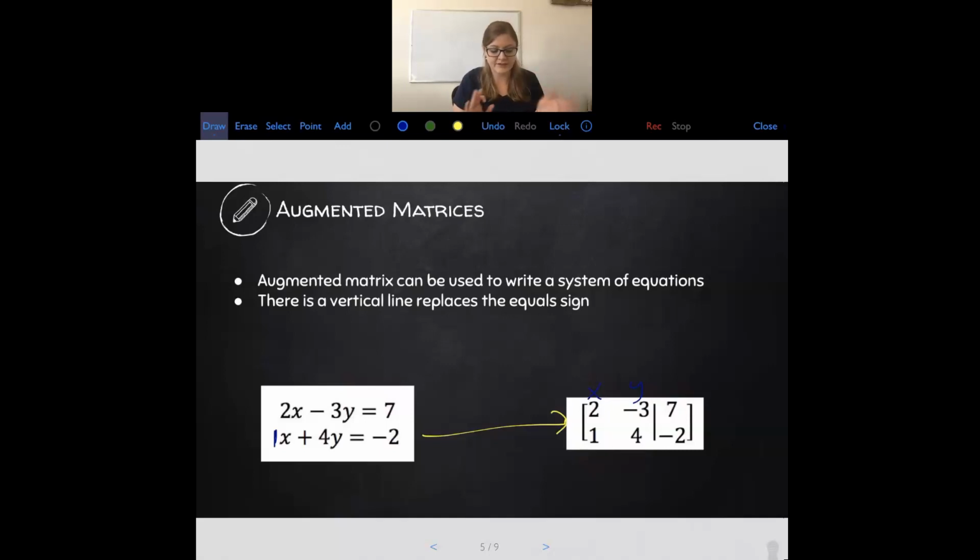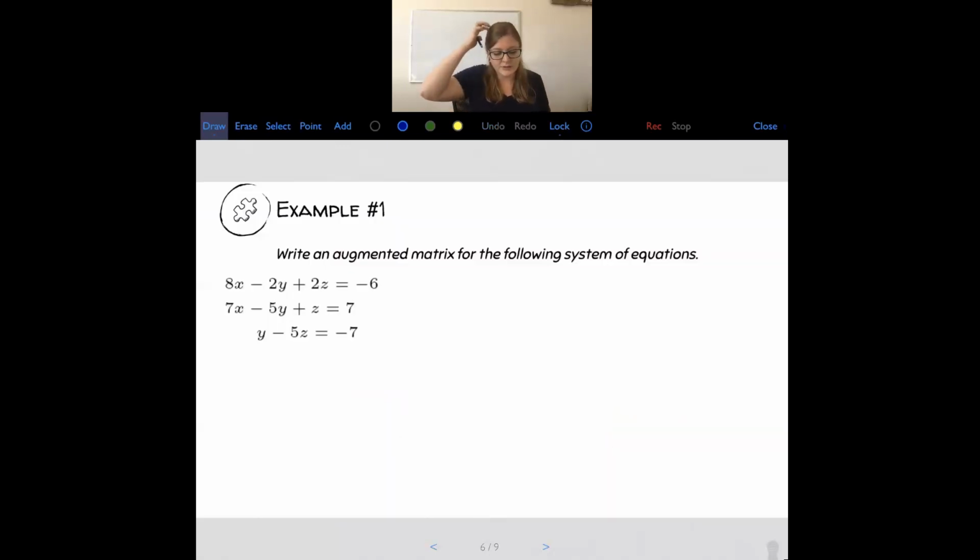Okay, so let's practice converting from one form to the other. So example 1, write an augmented matrix for the following system of equations. So I have 3 equations. So that means I'm going to have 3 rows, 1, 2, 3. I have 1, 2, 3 columns, my vertical line, and then my other column. So 4 columns total, but 3 to the left of the equal sign.